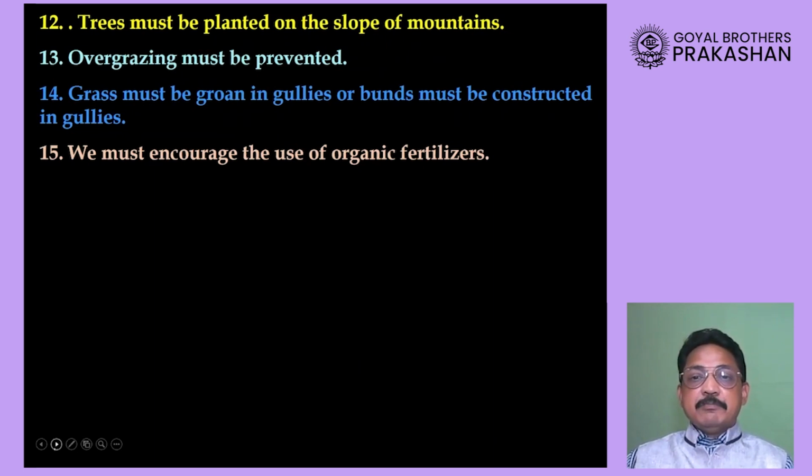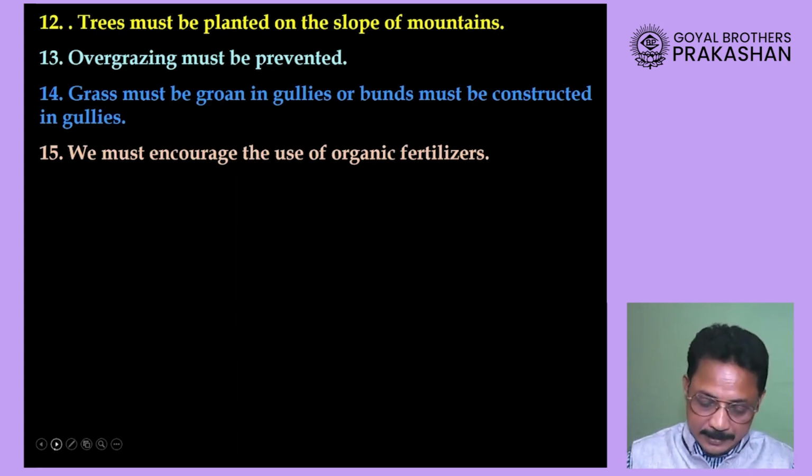Next question, we must encourage the use of organic fertilizers. Dear students, we have to write down that chemical fertilizers combine with the natural acids present in soil, forming salt and water, and in this way, over a long period of time, the soils become salty or saline, which is not good for cultivation. That is why we must encourage use of organic fertilizers which do not cause salination of soil.